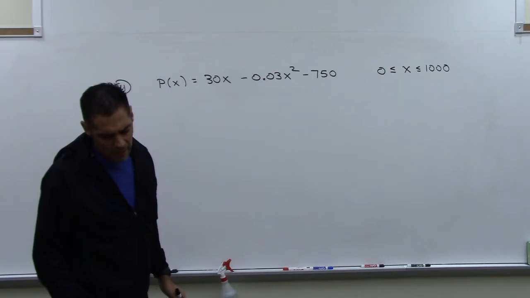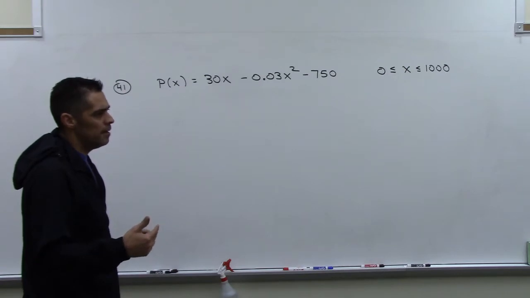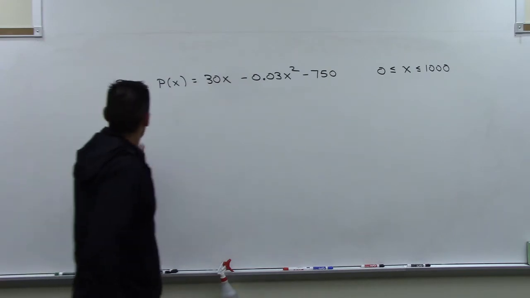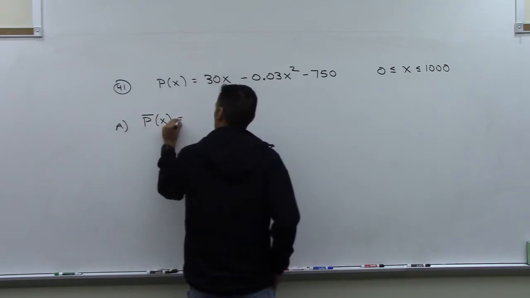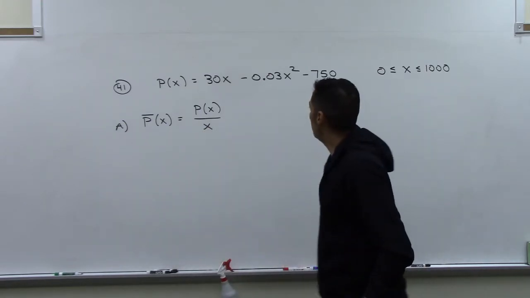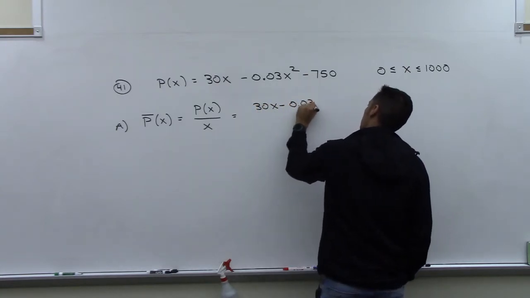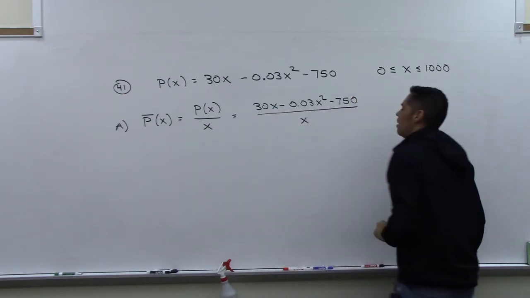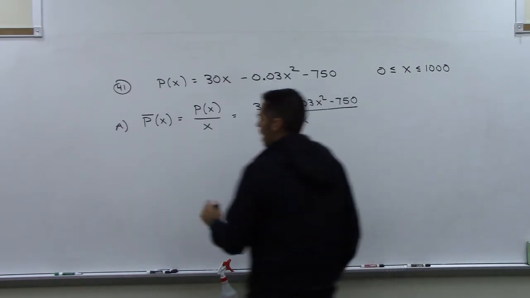And it says find the average profit per mower if 50 mowers are produced. So this is the same thing. We don't want to know the profit of selling 50 lawnmowers. We want to know the average profit per unit. So for part A, they want us to get the average profit function, which is going to be the profit function divided by x. So we take 30x minus 0.03x squared minus 750, and we divide this thing by x. That's going to be our average profit per unit, and they want to know this at 50 units.